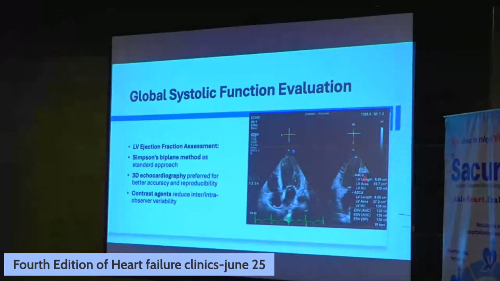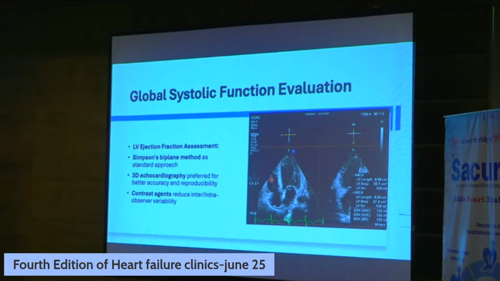So if we take these two projections, we can represent almost a majority of the 17 segments. That's why we take two projections, and using Simpson's biplane method, we can estimate the ejection fraction. Apart from that, we can estimate the end diastolic volume and systolic volume in both two-chamber and four-chamber views, how much is the left ventricular length and how much is the left ventricular area. So this is a very beautiful way on two-dimensional echocardiography to estimate the left ventricular function. This is a common method that anyone should do.